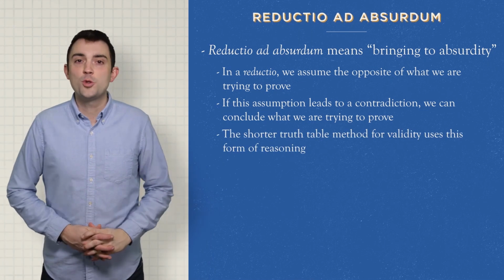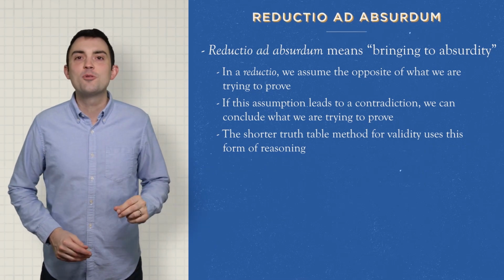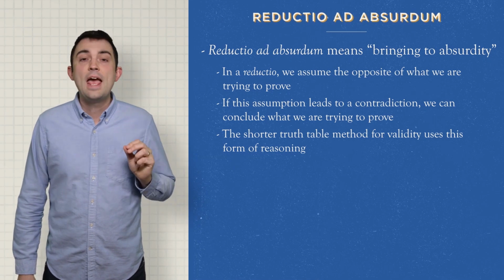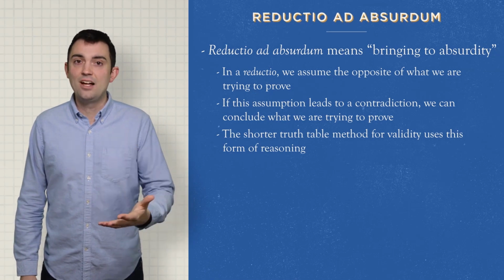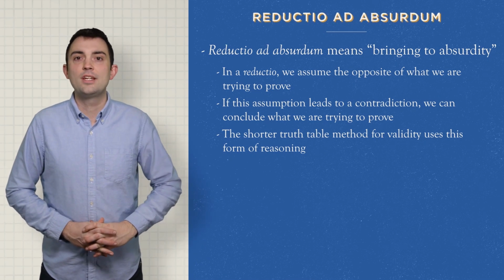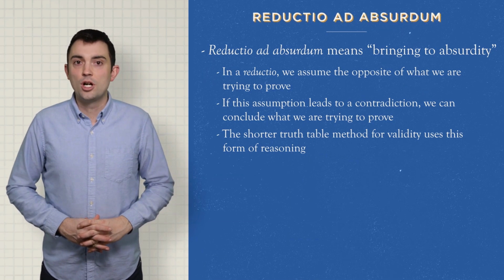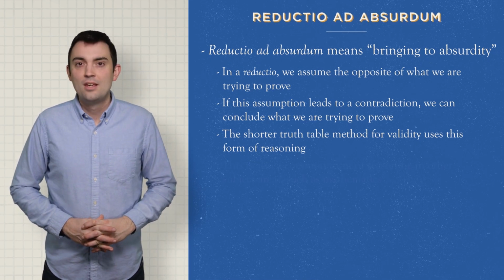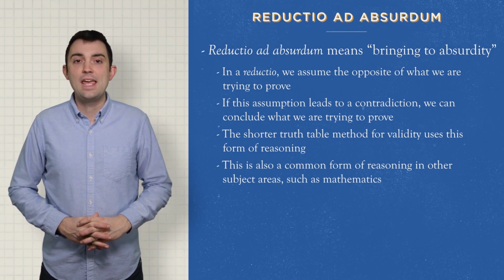You remember that the shorter truth table method for validity uses this exact form of proving the opposite. If you're trying to prove something is valid, you assume the argument is invalid with true premises and a false conclusion, of course. And if that assumption leads to a contradiction, we get to conclude that the argument must in fact be valid. And of course, you did the same sort of thing again when you were trying to prove that arguments were logically equivalent by assuming that they weren't logically equivalent. And when that led to a contradiction, you were able to conclude that they were, in fact, after all that work, equivalent. This is also a common form of reasoning in other subjects, such as mathematics, philosophy, and theology.